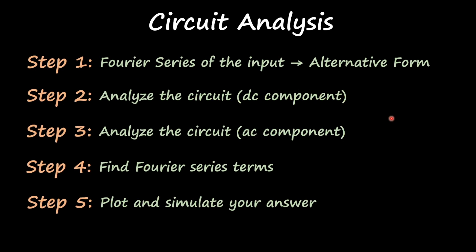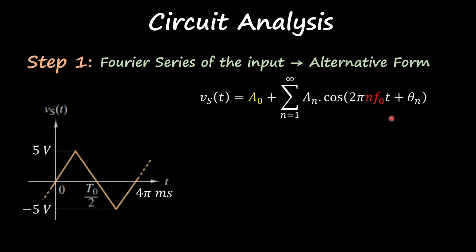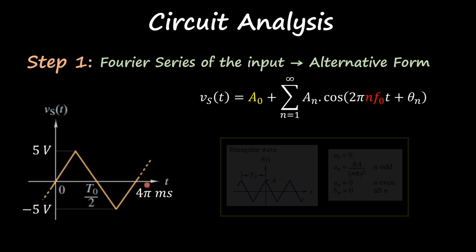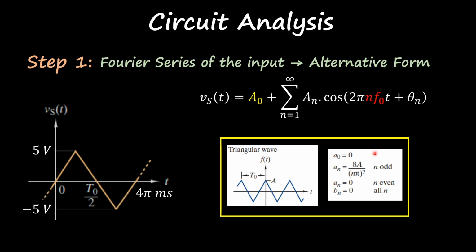Alright, we're going to apply these 5 steps in order. We'll start with step number 1, the Fourier series of the input in an alternative form. So alternative form is this one that has the amplitude and the phase. And let's use the tables and find the Fourier coefficients for our triangle wave. And if we do that, we find the following Fourier coefficients.